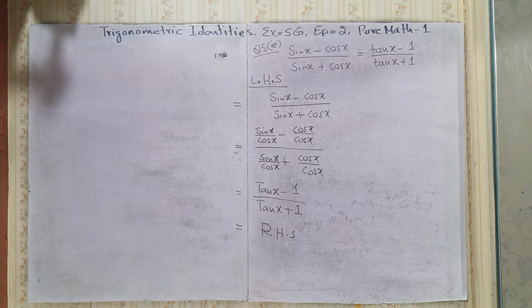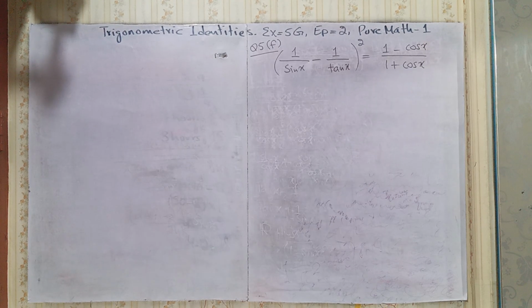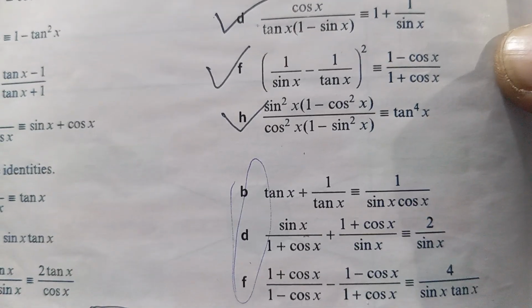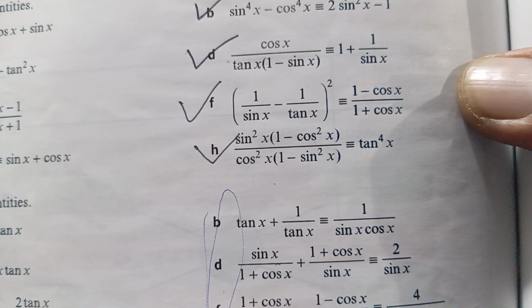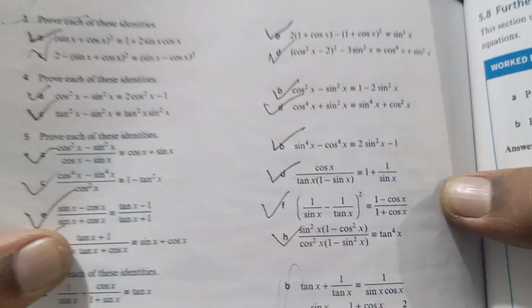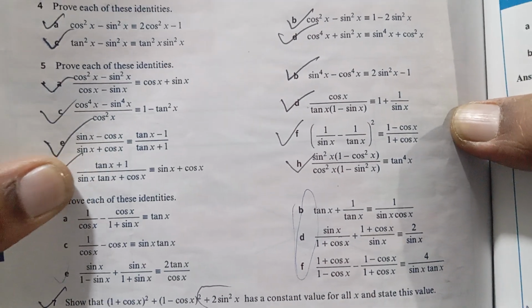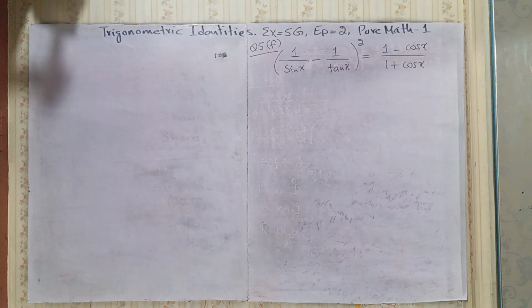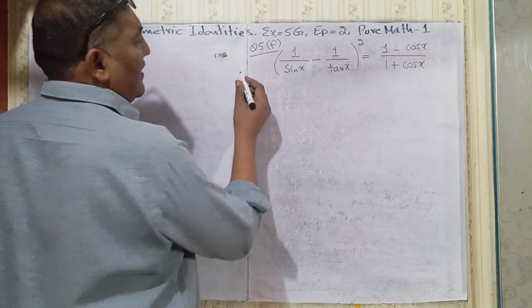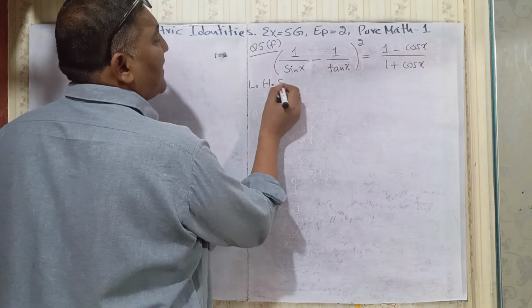So my dear students, now we will work on question number 5 and its F part. Let me show you the question. It says (1 over sin x minus 1 over tan x) whole square is equal to (1 minus cos x) divided by (1 plus cos x). So we will try to prove that the left hand side and the right hand side are equal to each other. This is exercise 5G and this is our second episode on this exercise. So let's consider the left hand side.